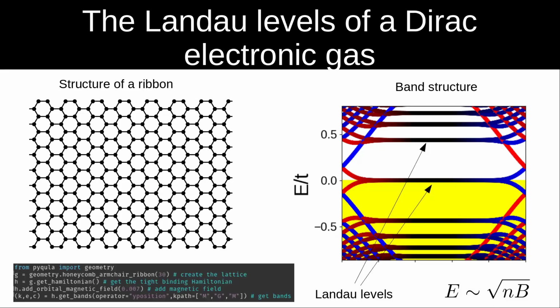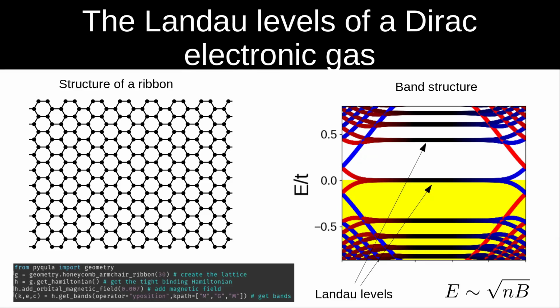We can do this also with the library. And for that, you can take, for example, an armchair ribbon of a certain width, of width 30, shown here. You can add a magnetic field, and you can color the states according to the location where they are in the ribbon. So bulk, top edge, and bottom edge. And when you do that, you essentially get the band structure that you have here on the right.